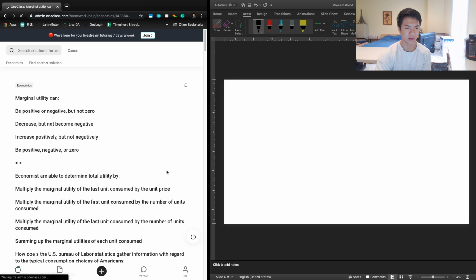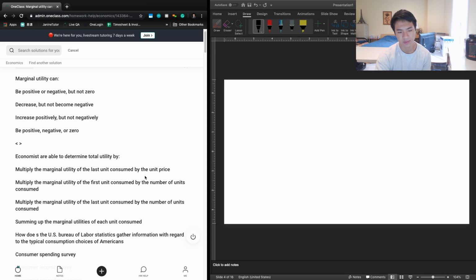Let's go to the next question. So next question talks about utility, I believe. It says marginal utility can A, be positive or negative but not zero, B, decrease but not become negative, C, increase positively but not negatively, or D, be positive, negative, or zero. So in this sense, we would say that marginal utility can be positive, negative, or zero.